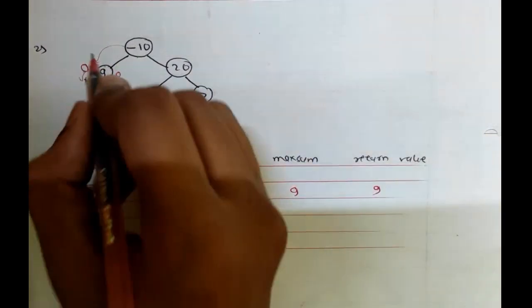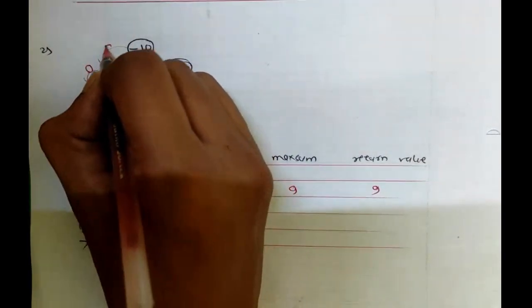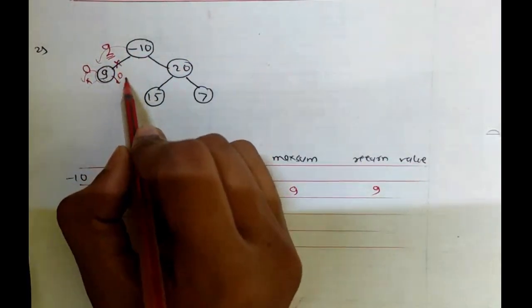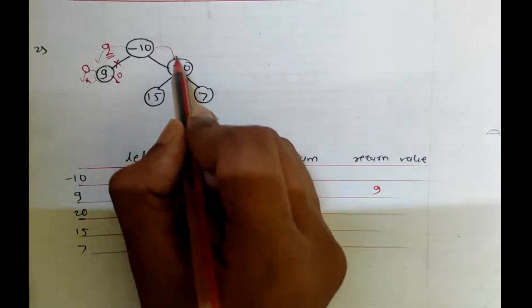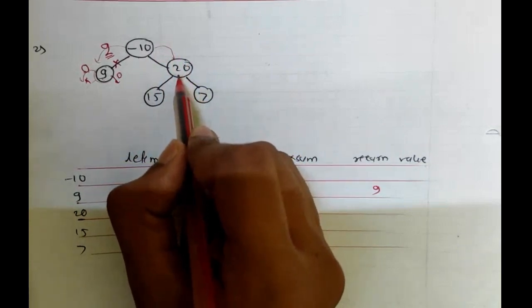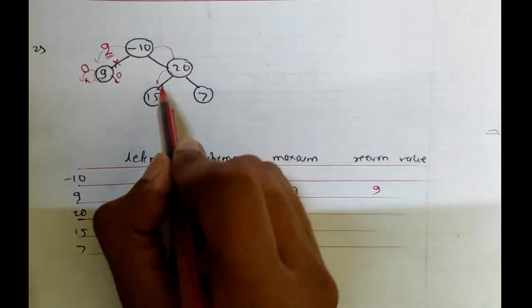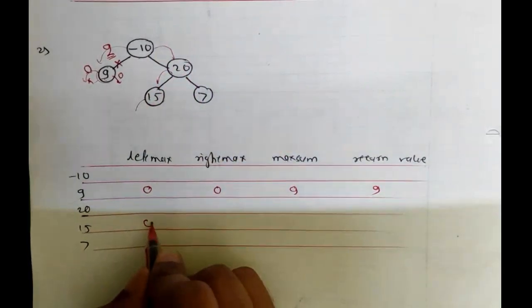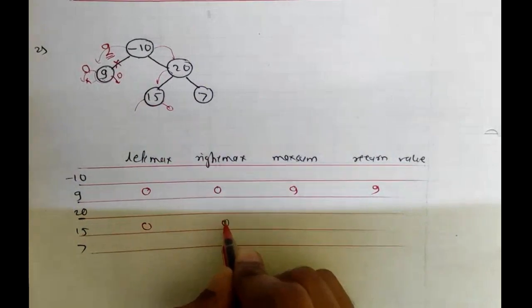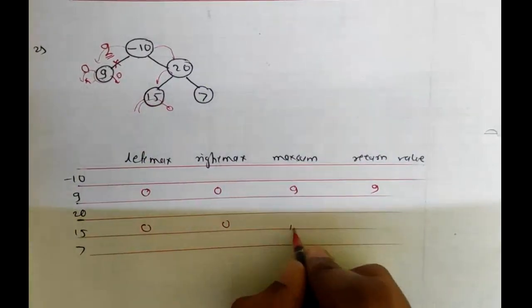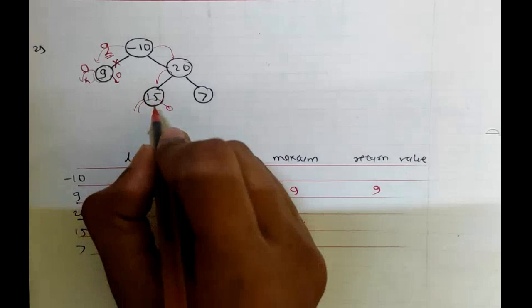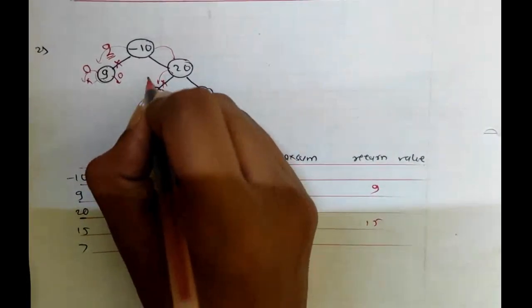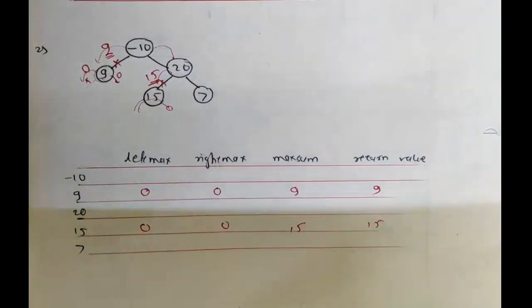The return value will be 9, so this will get crossed and 9 will return. As left max is exhausted, we will go to its right. We will go to 20. Again the function will be called, then go to left, again go to left. For 15, left max will be 0, right max will be 0, and the maximum will be 15, and the return value will be maximum of the 2 plus the value, so 15. So this will get crossed and 15 is written over here.